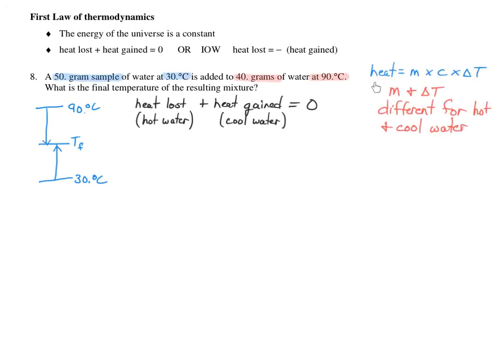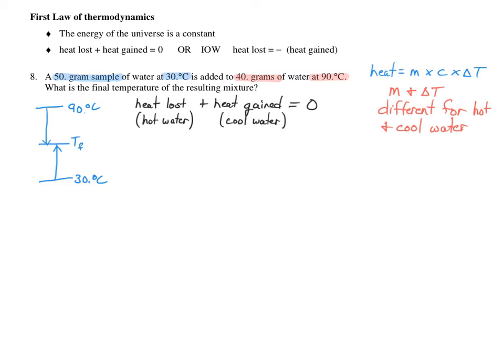We're going to calculate the heat as mass times specific heat times delta T. However, in this instance, the mass and the change in temperature is different for the hot and cool water. So there's cool water, it's 50 grams, it starts at 30 degrees C, and there's 40 grams of hot water that starts at 90 degrees C.